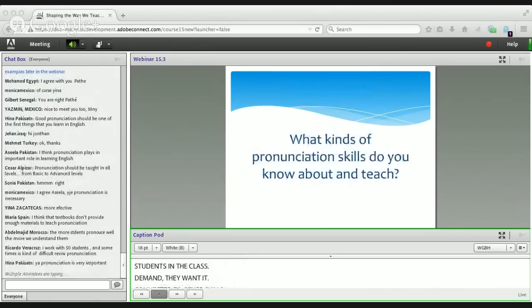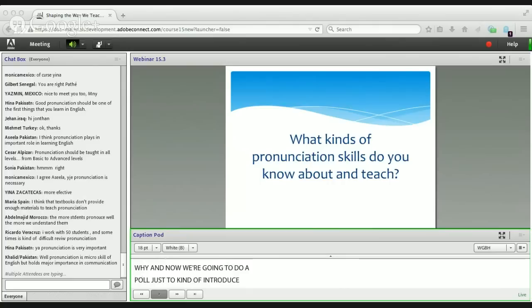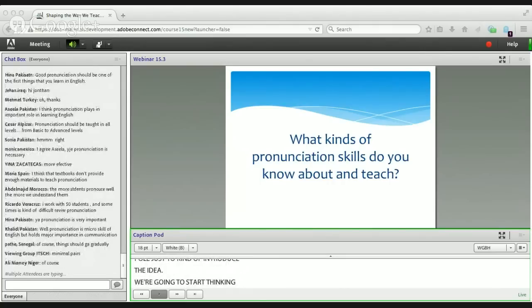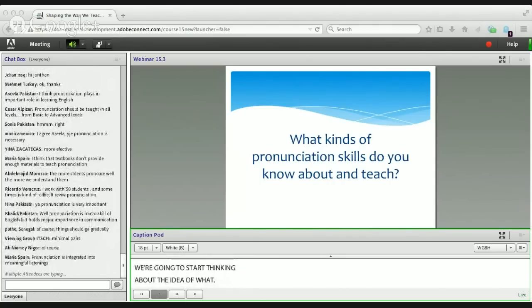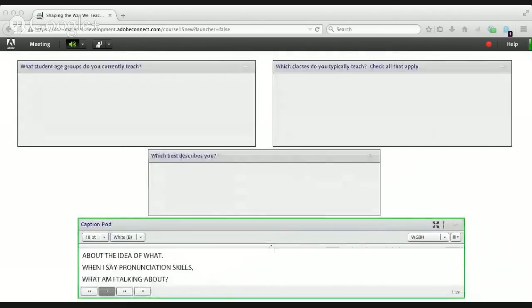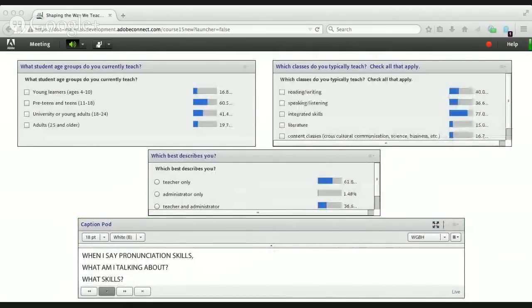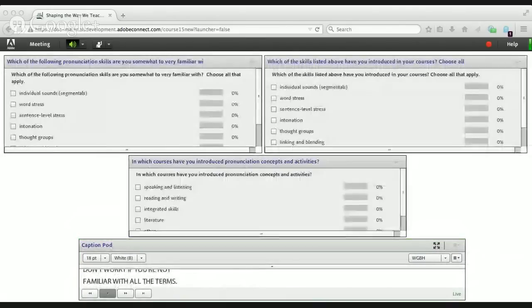All right, so we've talked about why, and now we're going to do a poll just to introduce the idea. We're going to start thinking about the idea of what. When I say pronunciation skills, what am I talking about? What skills? So we're going to do a poll. Don't worry if you're not familiar with all the terms. I'll be talking about all of them in a few minutes. But if you are familiar with them, go ahead and let us know which of the following pronunciation skills you are somewhat to very familiar with. Okay, you at least know that word, you've heard of it, you're somewhat or very familiar with.